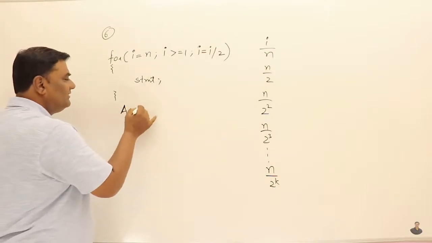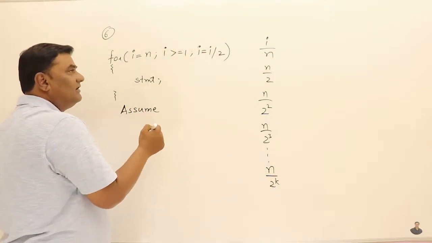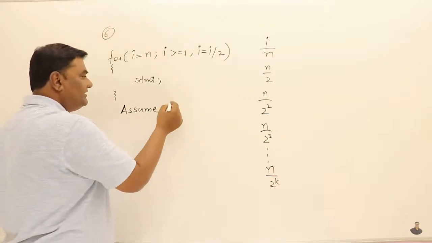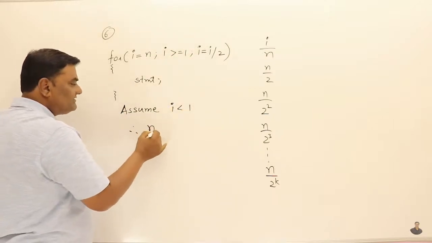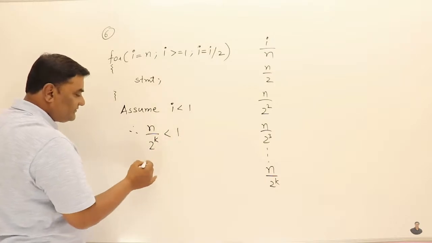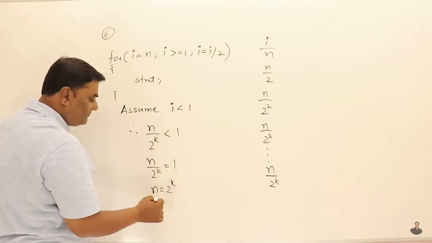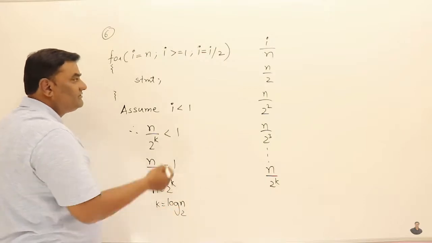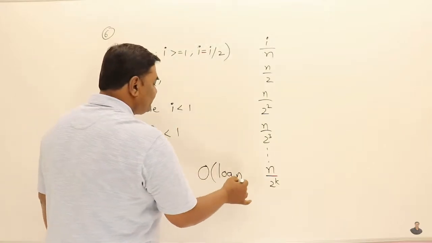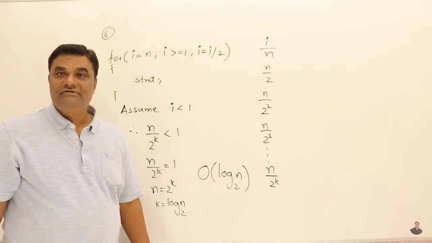And we know that the loop will terminate when i becomes less than 1. So it will continue as long as it is greater than or equal to 1. So assume i has become less than 1. Therefore, what is the i value? n by 2 power k is less than 1. So if I equate it, then it's going to be 1, and n is equal to 2 power k. So k is how much? Log n base 2. So again, the time for this one is order of log n base 2. So the time complexity of this piece of code is also log n base 2.